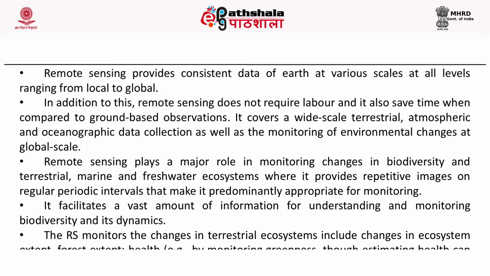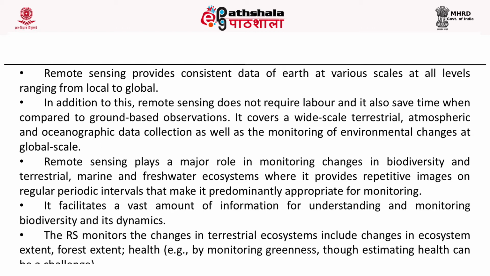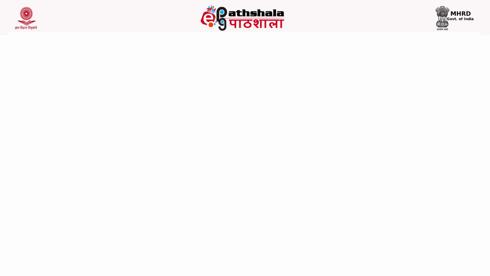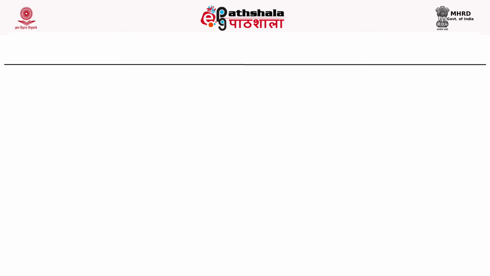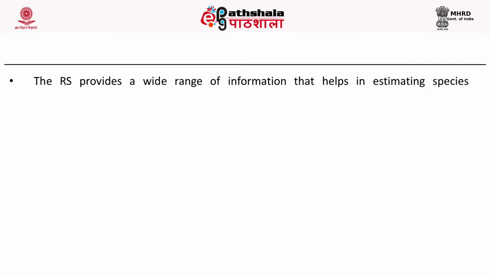Remote sensing monitors the changes in terrestrial ecosystems, including changes in the extent of ecosystem, the changes in the extent of forest, and the health of ecosystem, for example, by monitoring the greenness of an ecosystem, though estimating the health can be a great challenge. Further, remote sensing provides a wide range of information that helps in estimating the species distribution and, in integration with models, estimating the overall biodiversity.